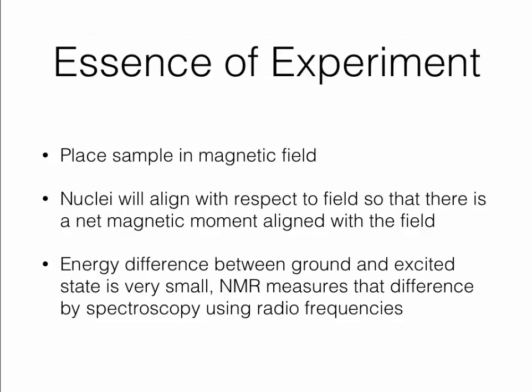The essence of the experiment is that you're going to place the sample in a magnetic field. The nuclei will align with respect to that field so that there is a net magnetic moment usually aligned with the field. The energy difference between the ground state and the excited state, that is, the moment aligned with the field versus aligned against the field, is very small, but the NMR experiment measures that difference by spectroscopy using radio frequencies to measure that energy gap.